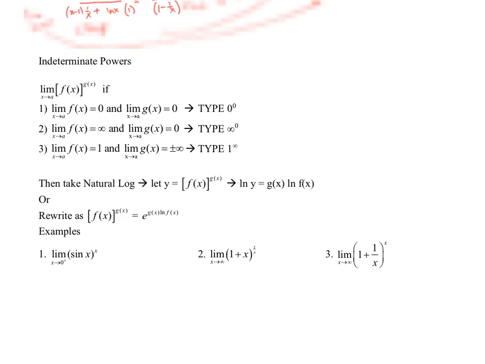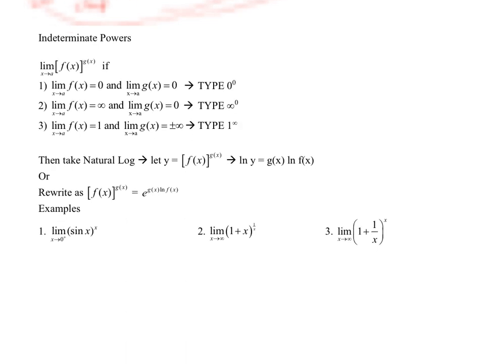To be able to solve one of these, we just take a natural log. So ln y equals g of x times ln f of x, because the exponent g of x gets moved down. And then we rewrite this, and then we solve it from there. We'll most likely have to use L'Hopital somewhere in the mix there. All right, so let's go ahead and give a couple of these a try.